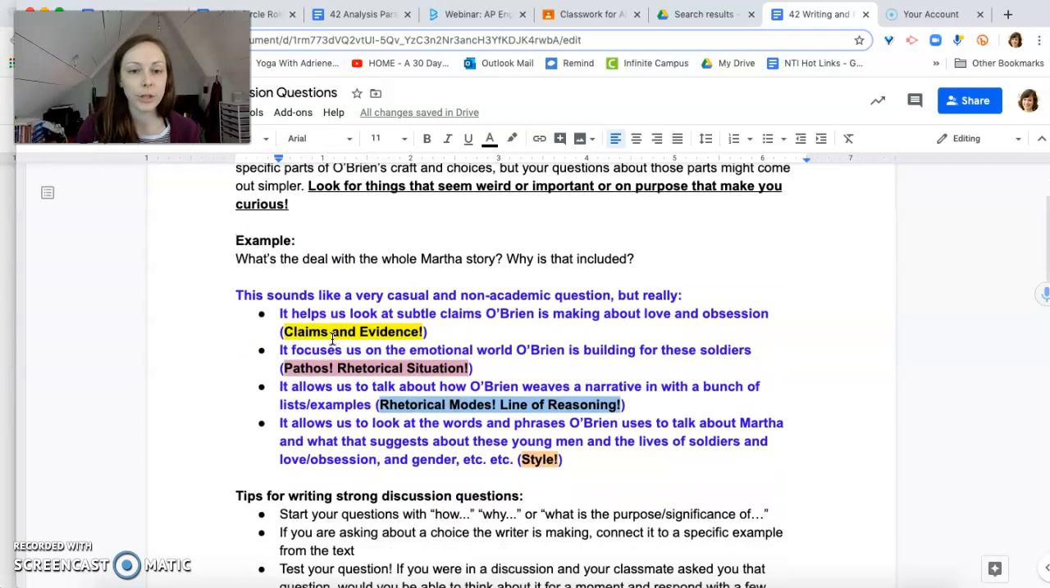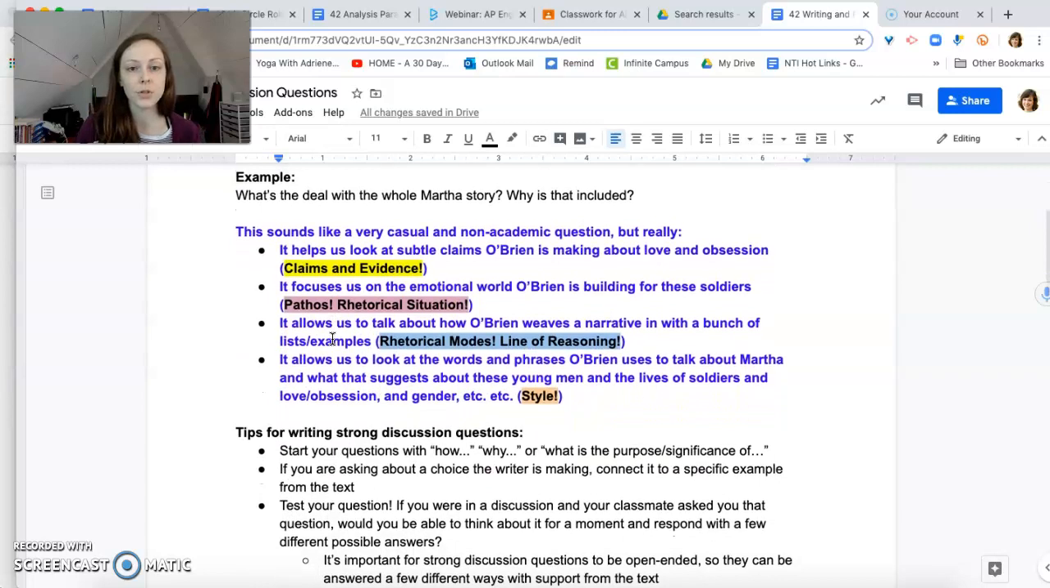So I've got an example here. In the first story, The Things They Carried, he talks about Martha, Lieutenant Cross, who is in love with Martha, and we get a whole lot of information about Martha. So you might come up with the question, what's the deal with the whole Martha story? Why is that included?